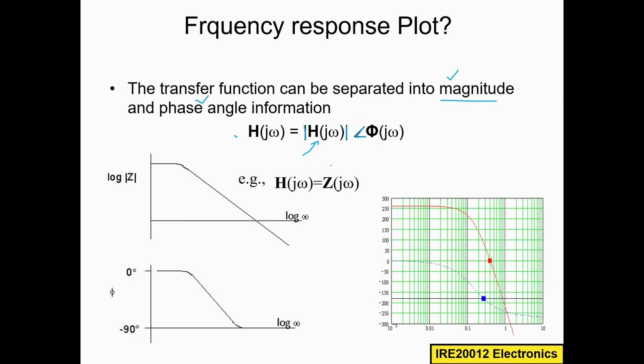So H of j omega is equal to Z of j omega, we are simply using another label. This is called the frequency response plot. Now we are writing it separately. This one represents the magnitude and this one represents the phase angle. For example, the phase angle is falling from 0 degrees to -90 degrees. And here is the frequency on the x-axis. If you really use the graph, the plot will look like this. Of course, for study purposes, in the books they use this kind of way.